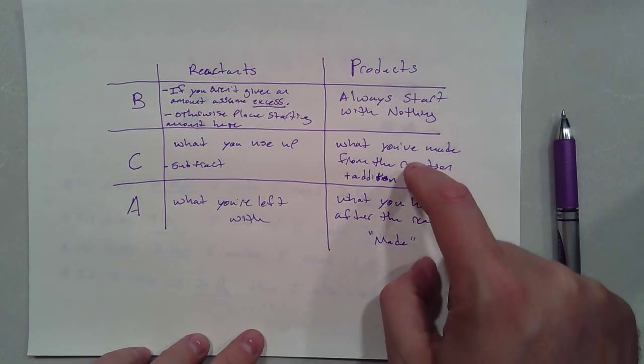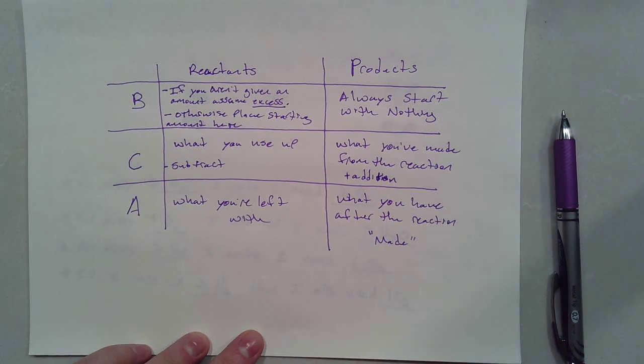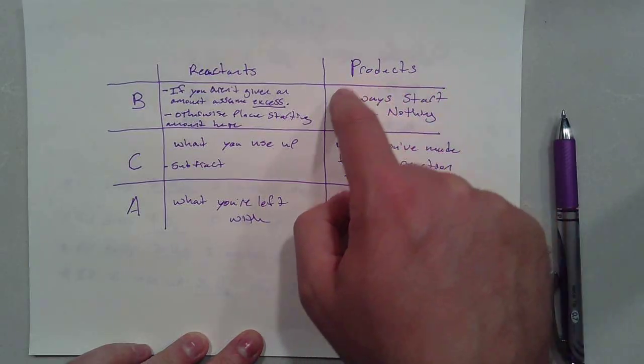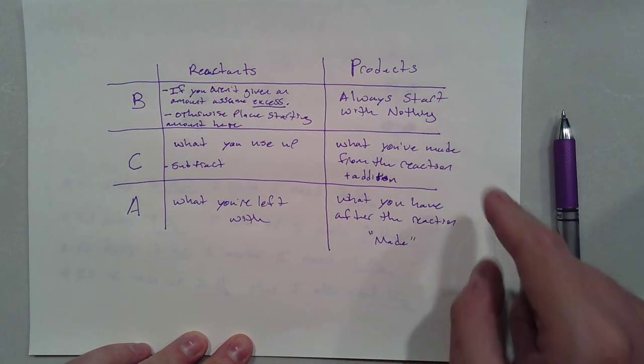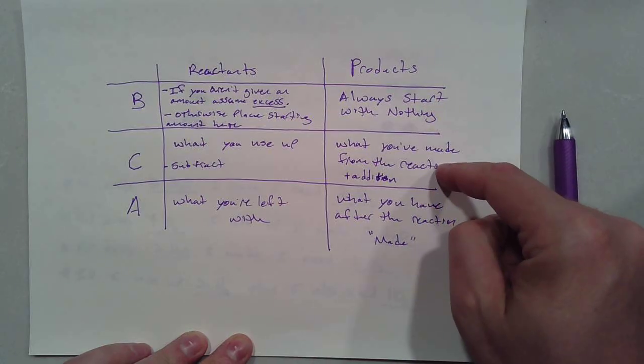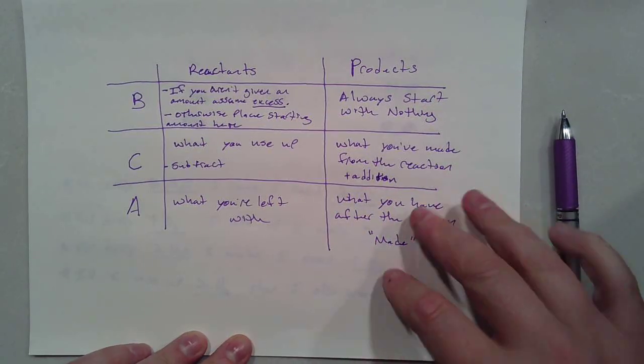So most often these numbers are going to be the same. Very rarely would you ever find a problem where we're giving you a starting amount to add to this. Usually it's 0 plus whatever you've made equals this.